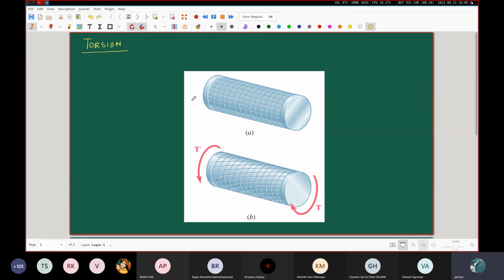Anything else? Anti-roll bars in a car. Anti-roll bars in a car. Anti what bars in a car?